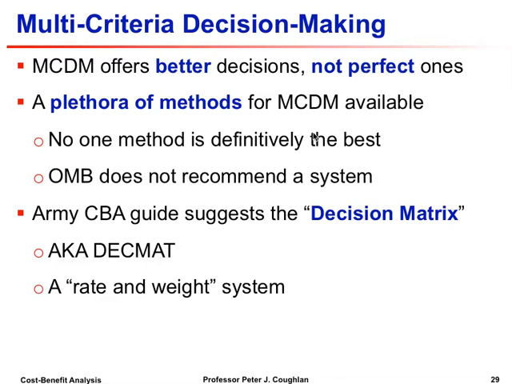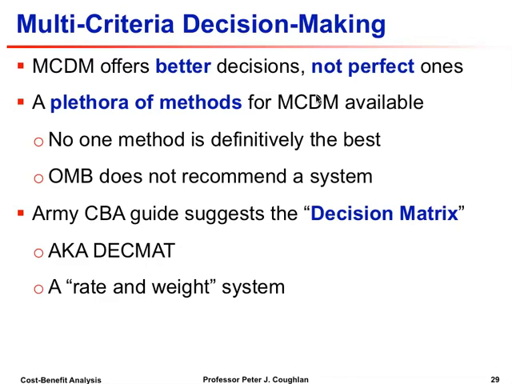There are many different methods or approaches for multi-criteria decision making. No one method is definitively the best. The OMB A-76 report, about cost-benefit analysis for federal programs, does not recommend a particular system for multi-criteria decision making. But the Army CBA guide does suggest what they call the decision matrix, or the DECMAT. And this is what might colloquially be referred to as a rate and weight system.